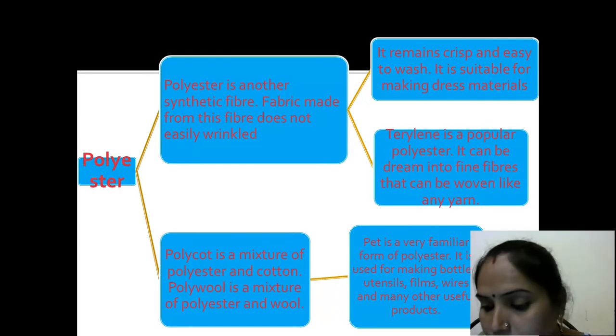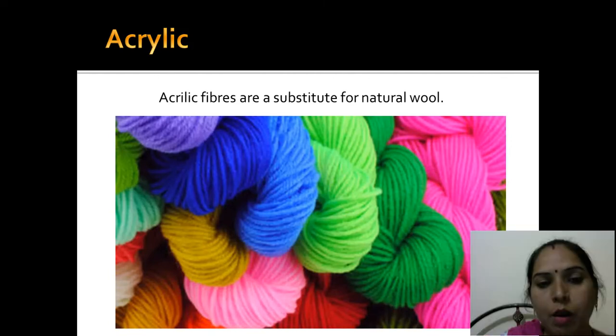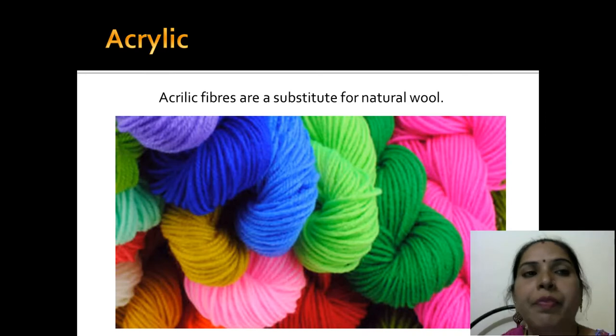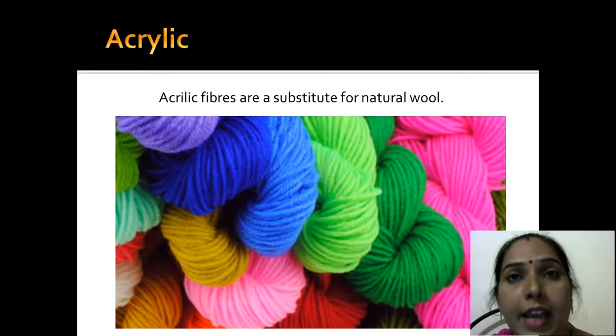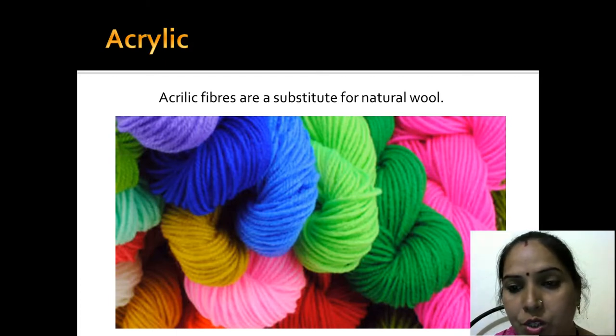Okay, now the next one is acrylic. Now what is acrylic? Acrylic is used in making sweaters and shawls. It looks like wool, and it is a cheaper version of wool. See, you can see this picture, it looks like wool.